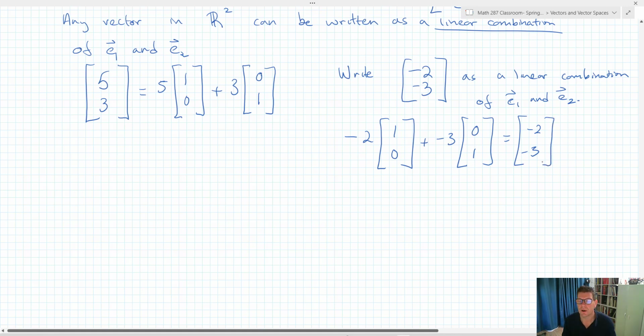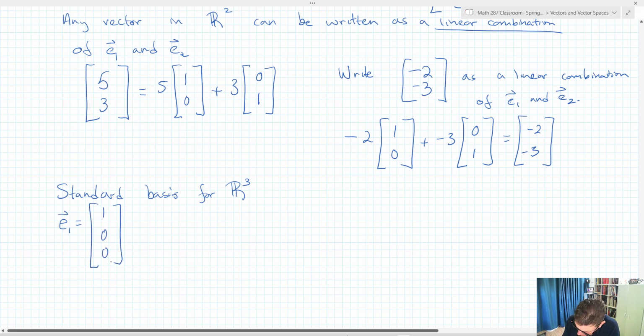Now, R2 isn't the only thing that has a standard basis, right? Let's take a look at the standard basis for R3. It's going to have E1 equals 1, 0, 0, with the 1 in the first component, and that's what makes it E1, by the way. E2 is going to equal 0, 1, 0, and E3 is going to equal 0, 0, 1.